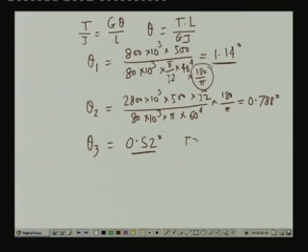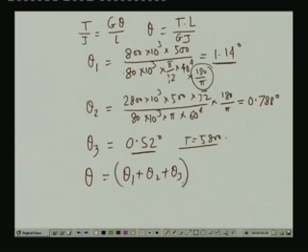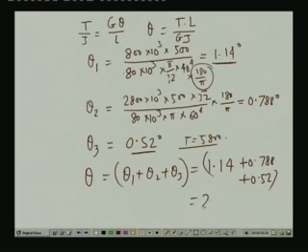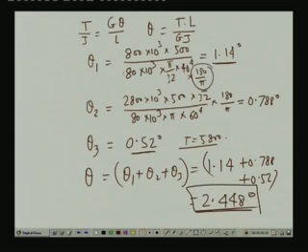So, the total rotation theta is equal to theta 1 plus theta 2 plus theta 3, because all twisting moments are in the same sense. So, this eventually comes as 1.14 plus 0.788 plus 0.52 degree, and this is equal to 2.448 degree. So, this is the angle of rotation because of the twisting moment that is acting in the non-uniform section.